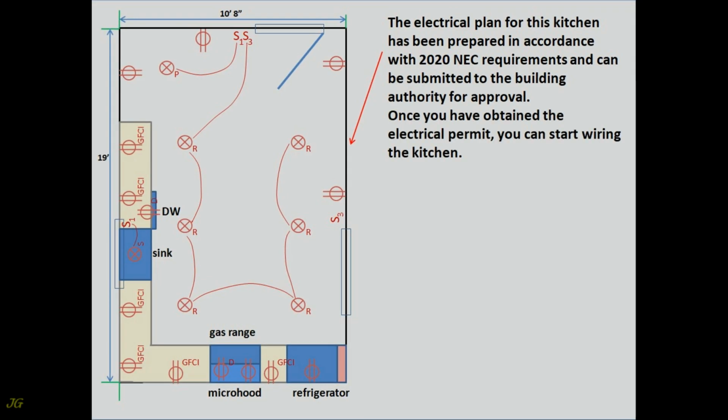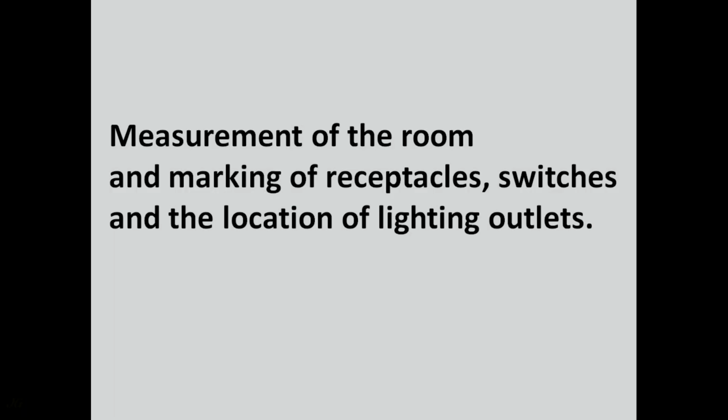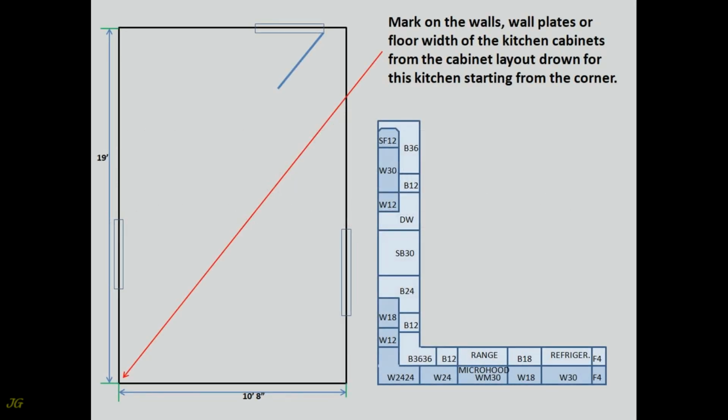Once you have obtained the electrical permit, you can start wiring the kitchen. Measurement of the room and marking of receptacles, switches and the location of lighting outlets. Mark on the walls, wall plates or floor the width of the kitchen cabinets from the cabinet layout drawn for this kitchen, starting from the corner.